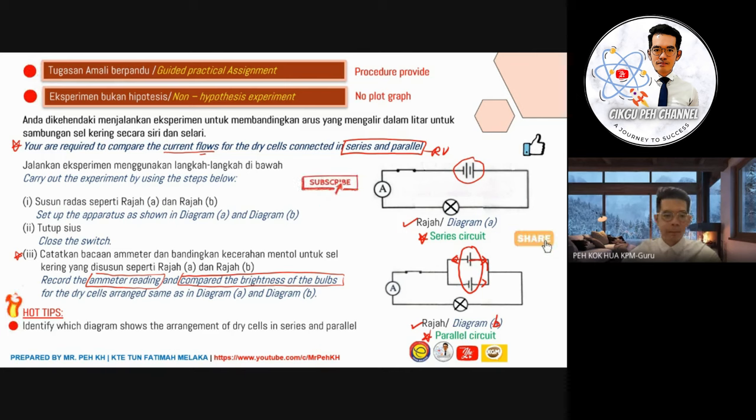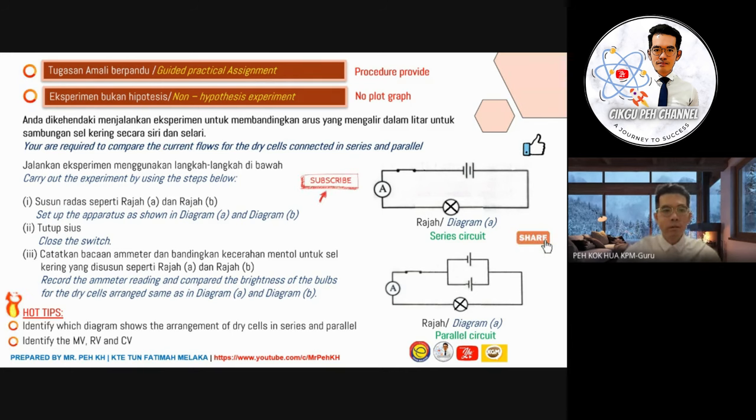Parallel circuit will be for diagram B. Then, as mentioned, before the experiment, you need to identify the MV, RV, and CV so that it will be easier for you to conduct the experiment after the 5 minutes, where you are allowed to check the apparatus and read the question.